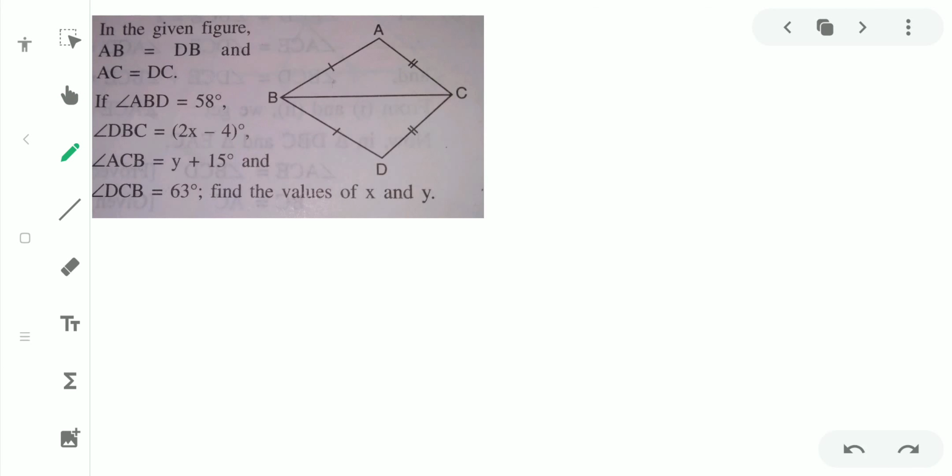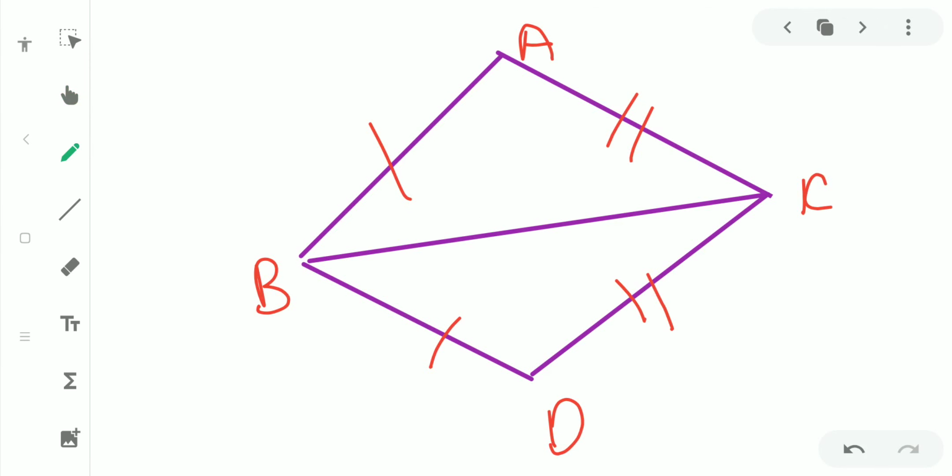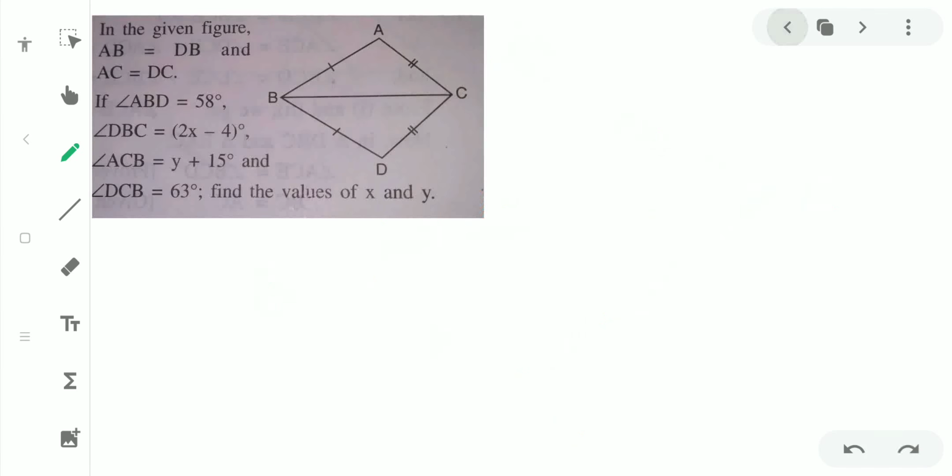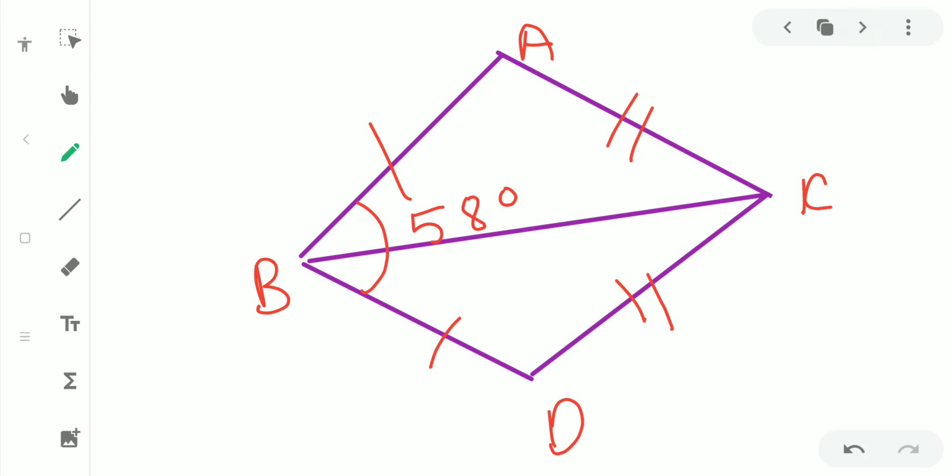Now let us mark these angles. Angle ABD is equal to 58 degree. This whole is 58 degree, not only one side. And we have angle DCB, only this angle. This angle is 63 degree. So what we usually make as a mistake is, here as it is an alternate angle, we will write it here, but as these lines are not parallel, we won't be writing it like that. Okay, now I hope the idea is clear.